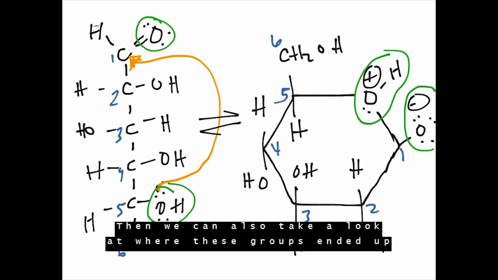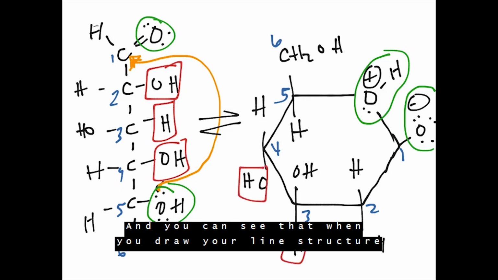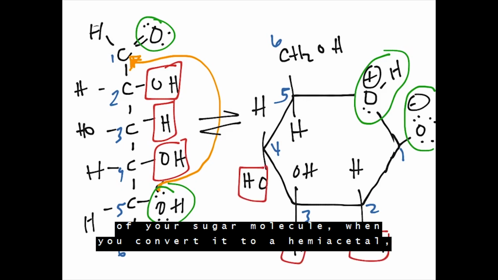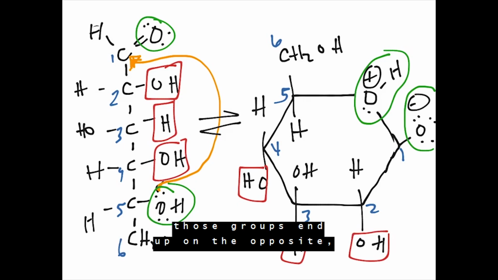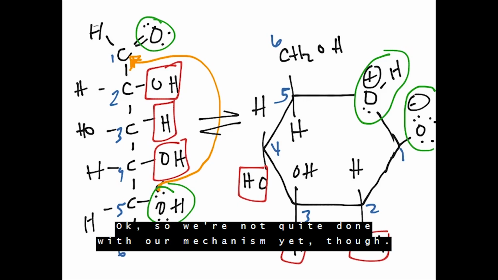Then we can also take a look at where these groups ended up and which side of the ring they are on. You can see that when you draw your line structure of your sugar molecule and convert it to a hemiacetal, those groups all end up on the same side of the ring. Okay, so we're not quite done with our mechanism yet, though.